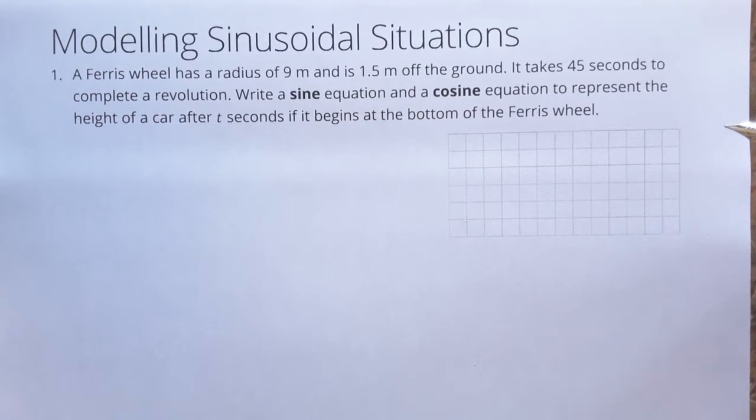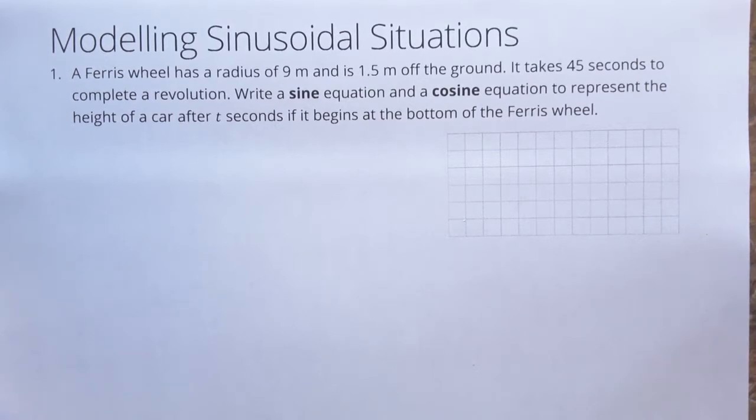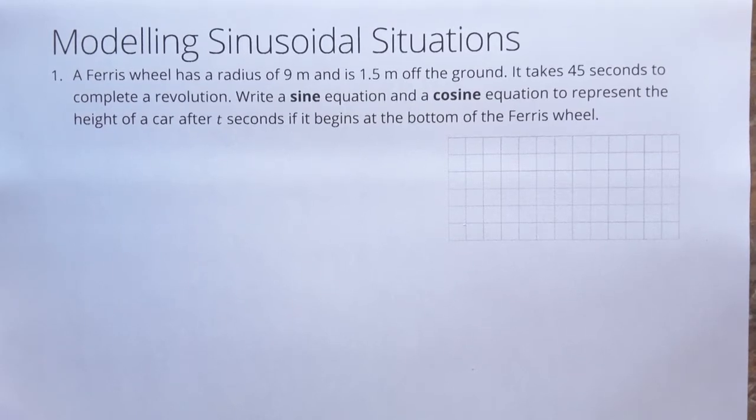We're going to do two examples. The first one is: a Ferris wheel has a radius of 9 meters and is 1.5 meters off the ground. It takes 45 seconds to complete a revolution. Write a sine and a cosine equation to represent the height of the car after t seconds if it begins at the bottom of the Ferris wheel.